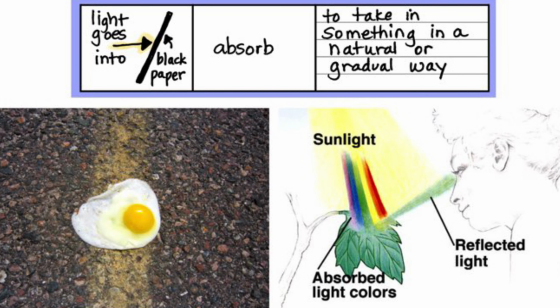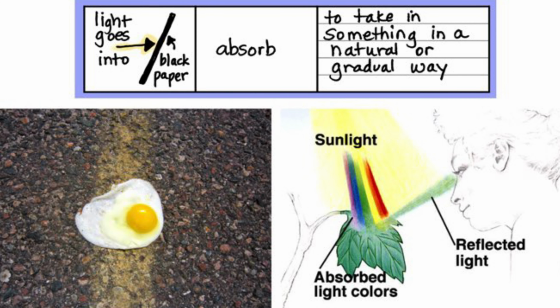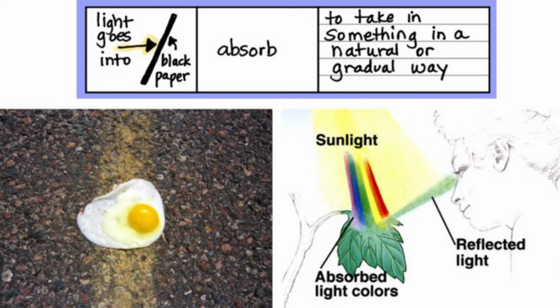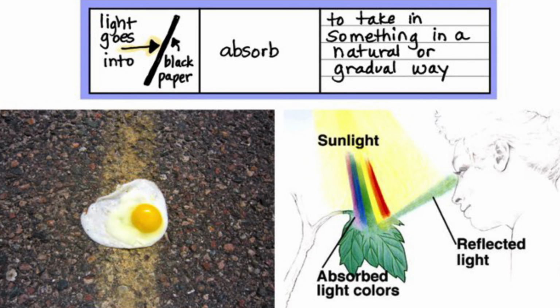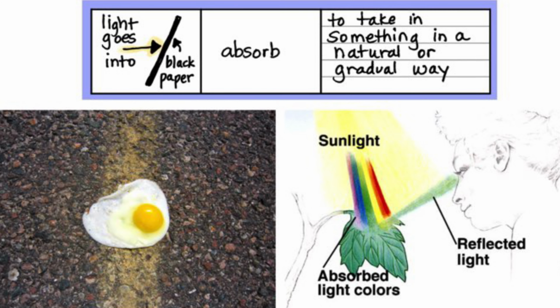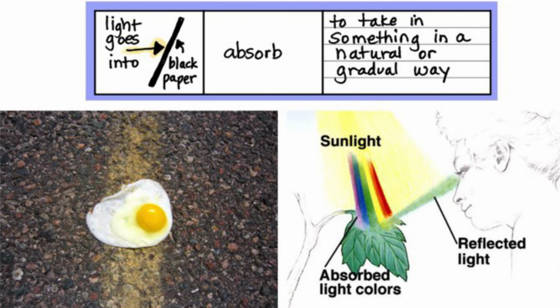Light can be absorbed by matter. So on a hot day, asphalt, like a road or a sandy beach, will absorb that light and create heat. Plants also absorb light. And through photosynthesis, this is what enables plants to grow.